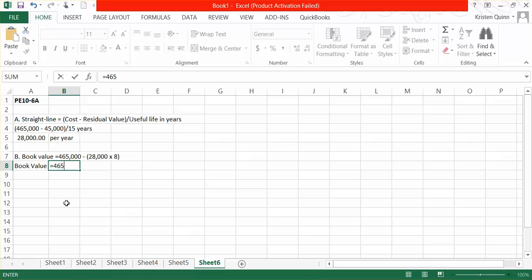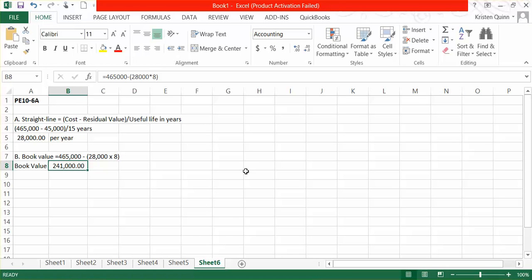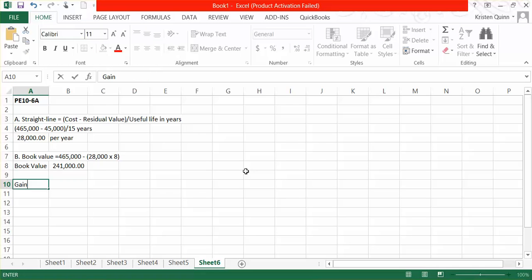We now need to determine whether we have a gain or a loss. And we're going to do that by comparing the cash received versus the book value of the asset. They tell us that we're selling the asset for $235,000, and we just calculated the book value to be $241,000. In this case, the cash received is less than our book value, so we have a loss.